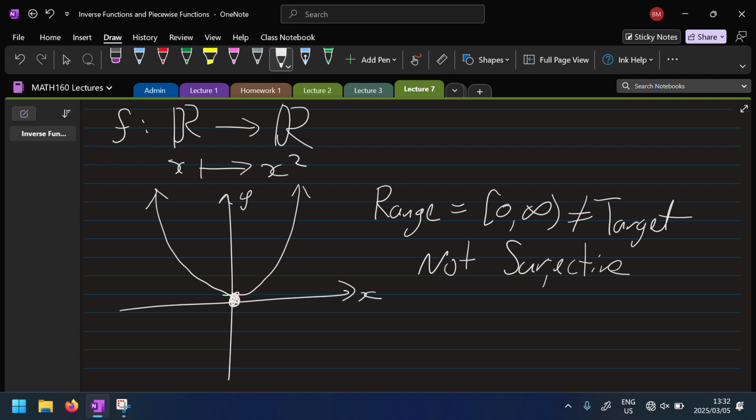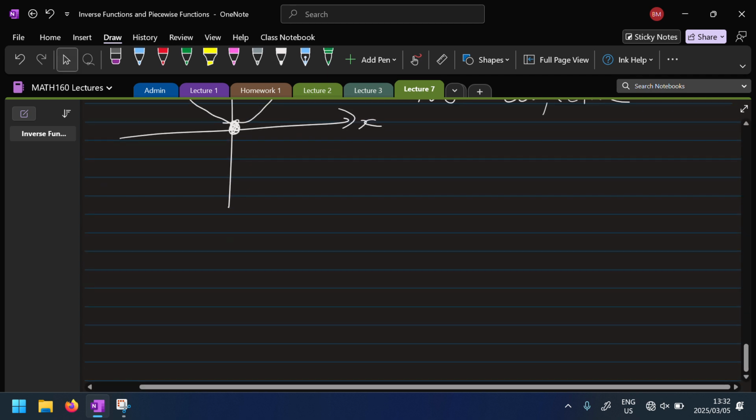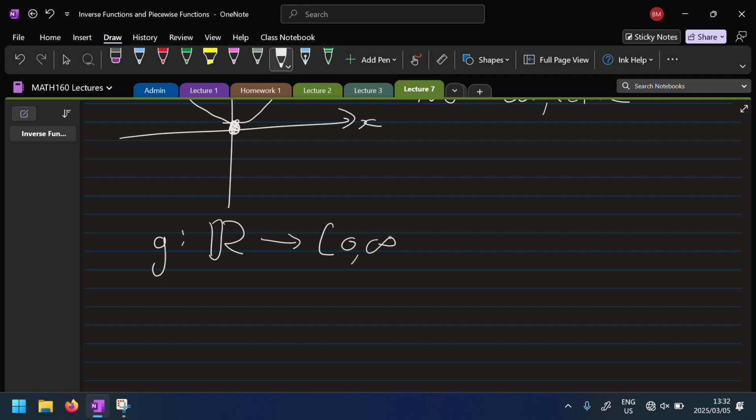Okay. So in this case, it is not surjective. I'm going to change one thing, and it's going to become surjective. So let's look at a new function g. It goes from all real numbers to this new set. So the domain stays the same. The target I'm going to change. I can freely change the target.